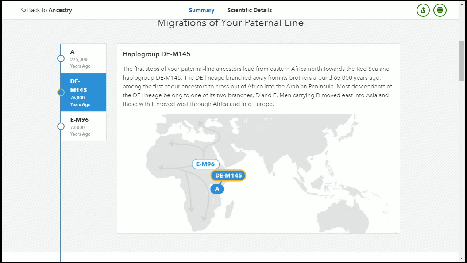Okay, on other sites, my father is listed as North African, and he's listed as a Berber, cousin to the Berbers.